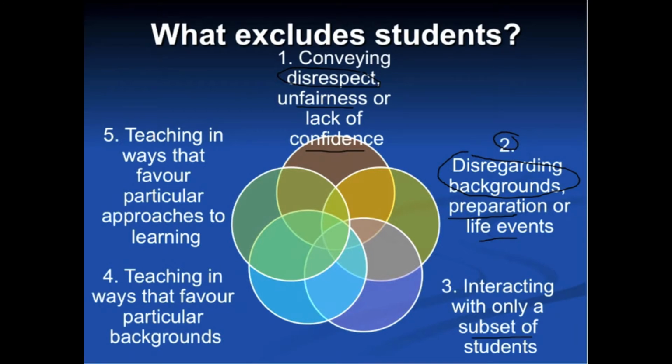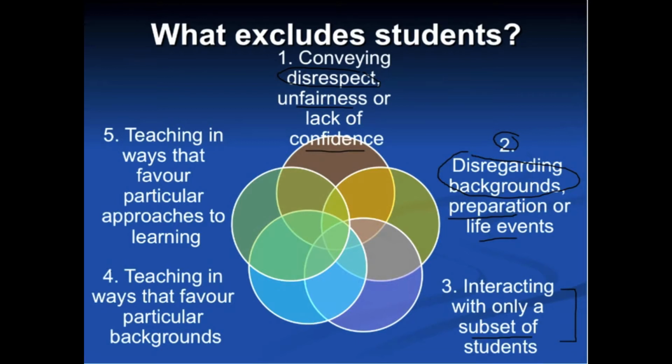Number 3, interacting with only a subset of students. I heard a couple of examples over the first few weeks where this has been common practice, especially in physical education, and I think we can all relate to this from when I went through secondary school. There was a teacher that really enjoyed cricket, and he often preferred interacting with the cricket guys within the PE class. That's a way to exclude others that aren't as interested in a certain aspect.